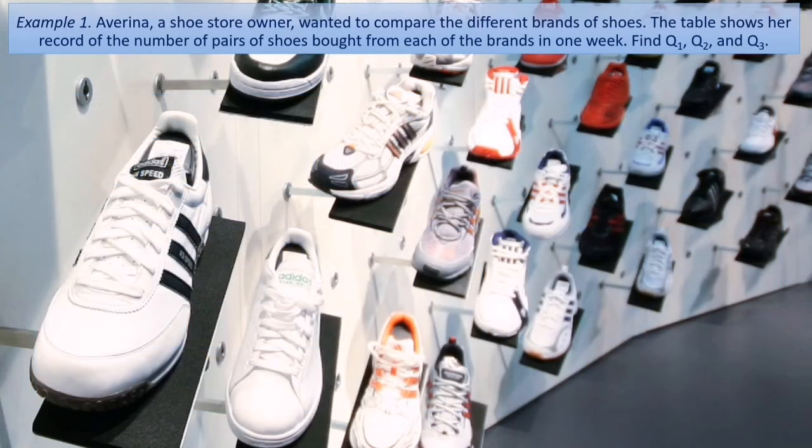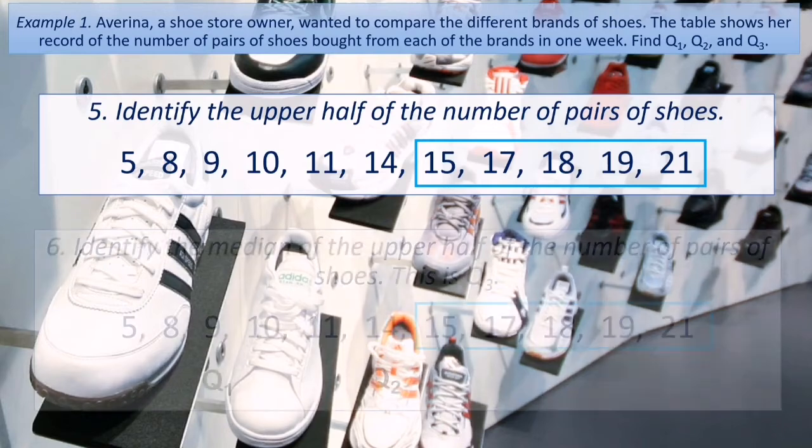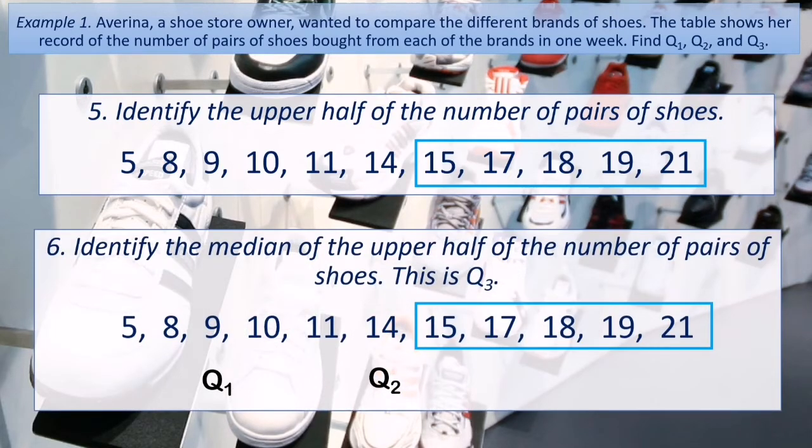This time, we will find the value of the third quartile. In order to find the value of the third quartile, identify the upper half of the number of pairs of shoes. We have 15, 17, 18, 19, and 21. Then, identify the median of the upper half of the number of pairs of shoes. This is our third quartile. The median of the upper half is... That's correct, it's 18. So 18 is our third quartile.